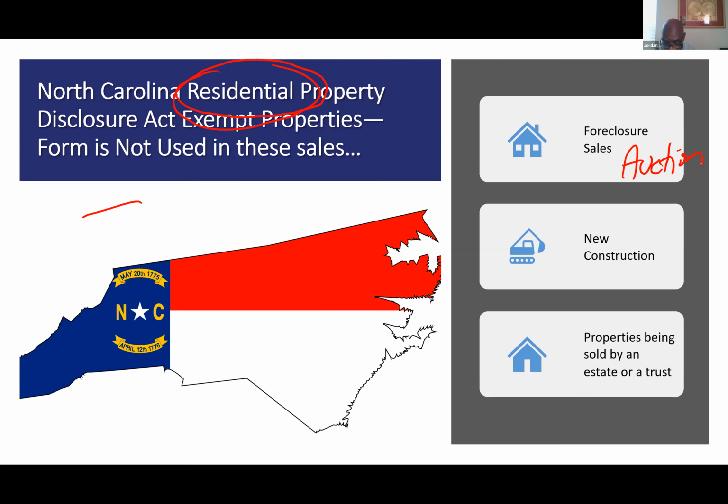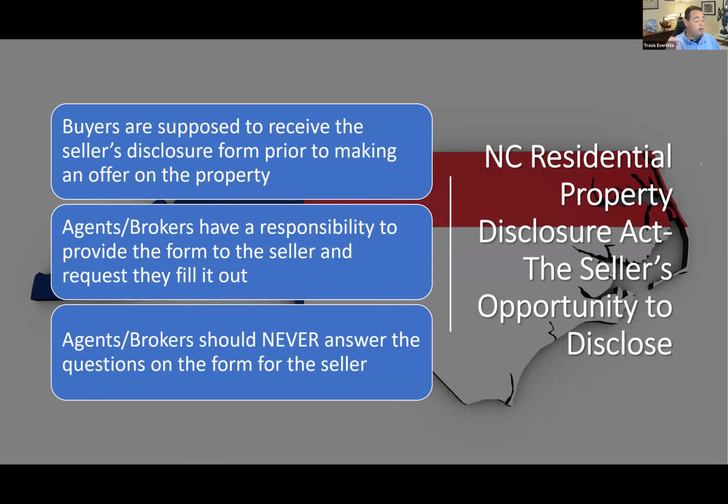Okay. But even still with these exemptions, is this going to cover most residential properties in the state of North Carolina? What do y'all think? Yes. The vast majority of residential properties are going to fall under this law. What that means is that the vast majority of residential sellers are going to have to fill out this form one way or the other if they want to follow the law.